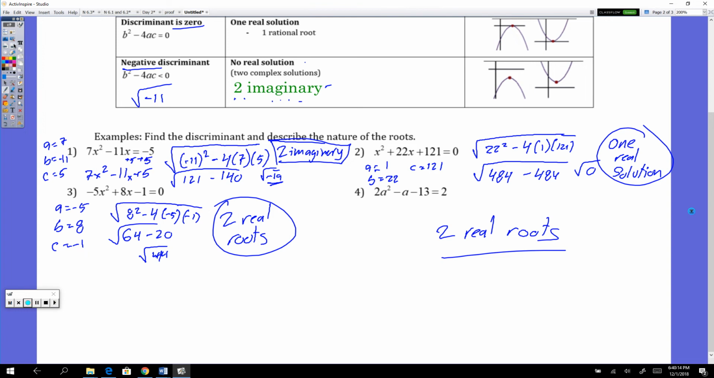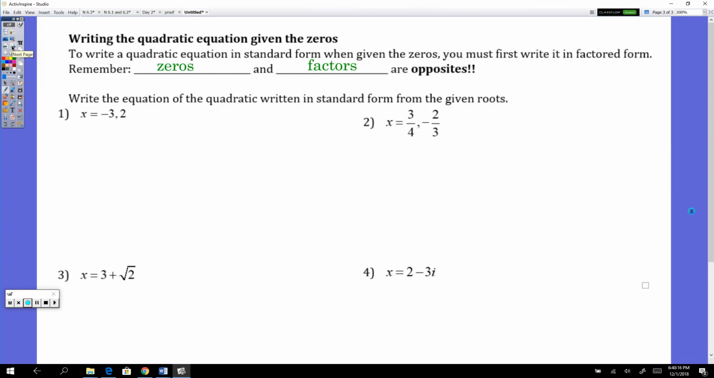Alright, the last thing we are going to do, thank you for sticking with me, is working backwards. We've been looking at problems where I give you an equation and you solve for x. What if I give you the answers for x and ask you to write the equation? So we're going to look at what that looks like. A couple things I want to remind you about: when we find x, what we're really solving for are called the zeros. The zeros and the factors were always opposites of each other.